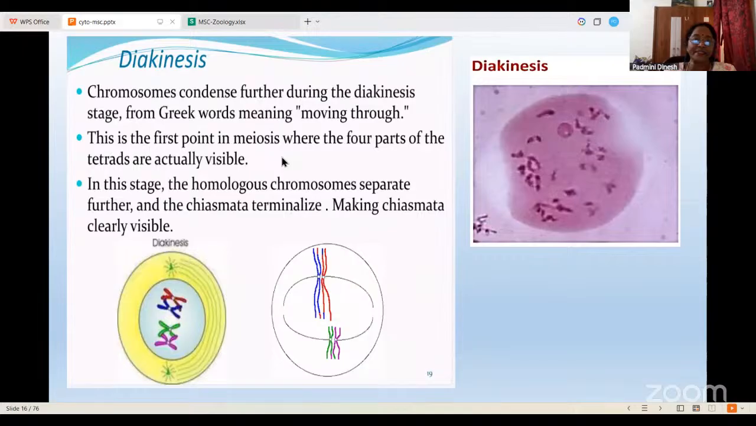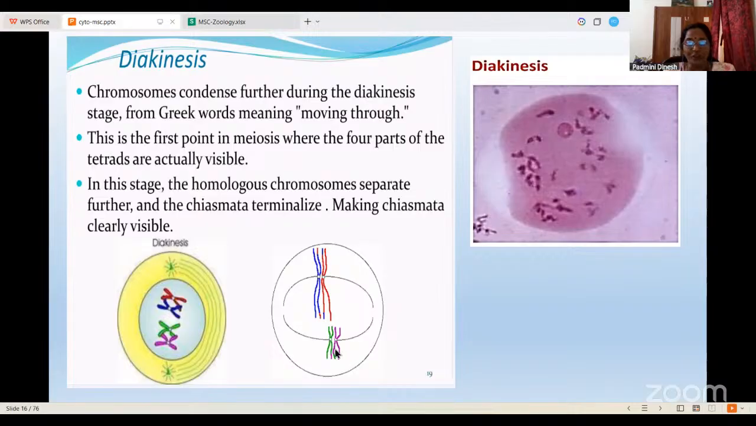Diakinesis is when they have completely moved apart, and they look like two threads. After the movement has occurred, you can clearly see in this picture that this blue one has taken over the information of the red one, and this red one has taken the information of the blue one. So exchange of chromosomes has occurred. The same thing occurred at the tip over here.